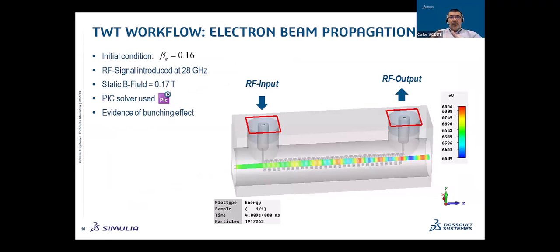Again, we are working at 28 gigahertz, and you can really see on the picture how the energy is modulated and the bunching effect is taking place. Okay. This bunching of the electron beam along the tube is what leads to the amplification from the RF input of the signal to the output. Okay. To have this beam confined, of course, you need a kind of magnetic field. In this case, the amplitude is 0.17 Tesla. Okay, and this ensures that you confine the beam inside the TWT, and the transfer of energy between the beam and the RF structure can take place.